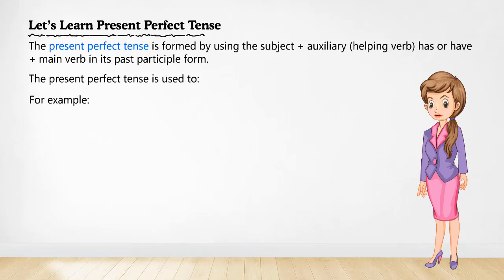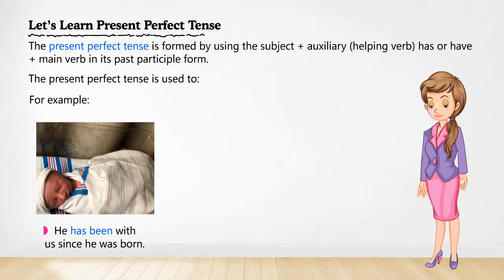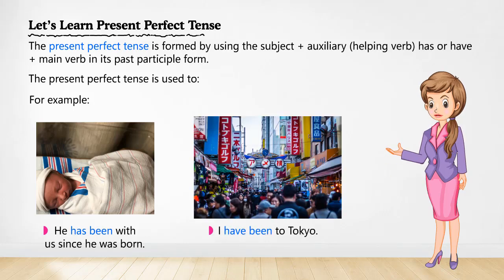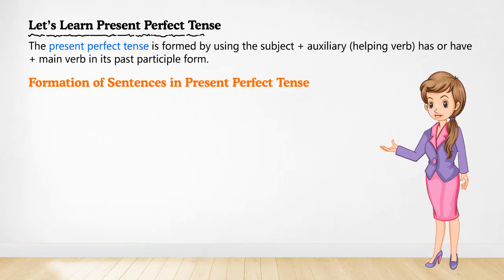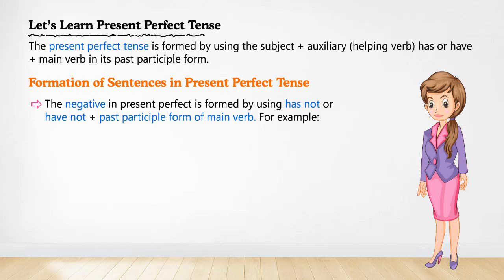For example, he has been with us since he was born. I have been to Tokyo. Formation of sentences in present perfect tense. The negative in present perfect is formed by using has not or have not plus past participle form of main verb. For example, she has not slept for 2 days.